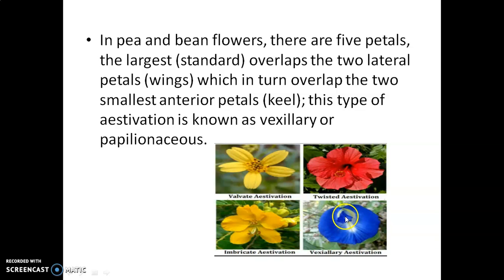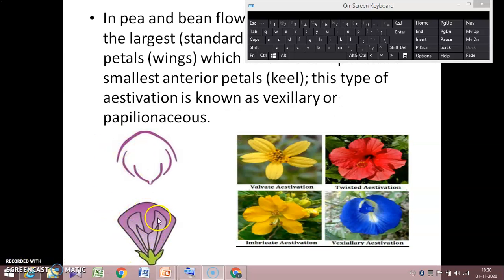Then they overlap the smallest anterior one. Okay, this is a standard one, and here 2 wings are there, and inside keel petals are there. These types of aestivation are known as vexillary or papilionaceous aestivation. See, observe this diagram, children.